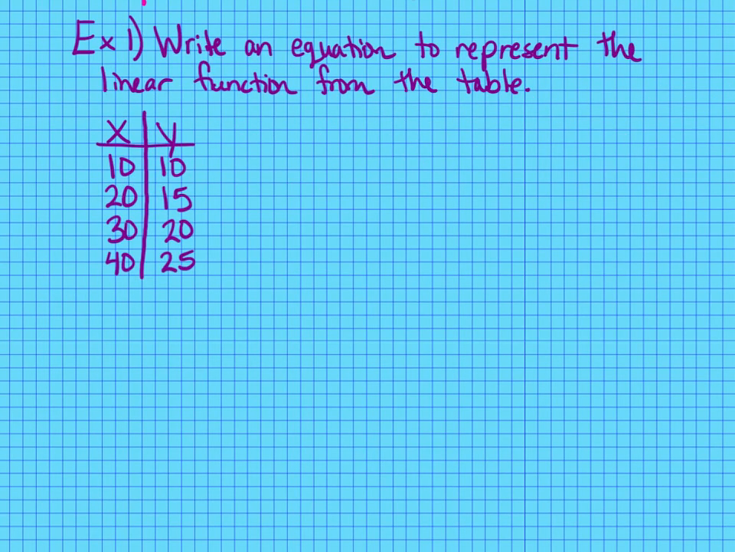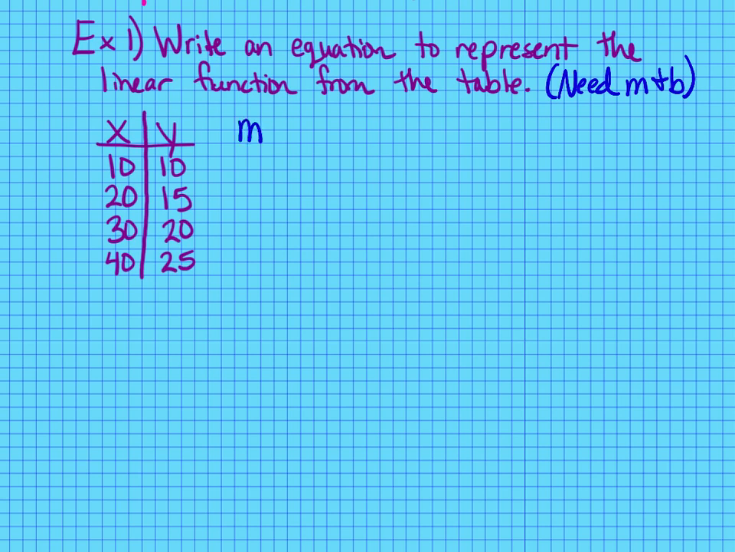Example 1, write an equation to represent the linear function from the table. So we are modeling this linear function. We need to have two things to write an equation. We need to find the slope m, or rate of change, and the y-intercept b, which is also called the initial value. From the table, we can easily find slope.